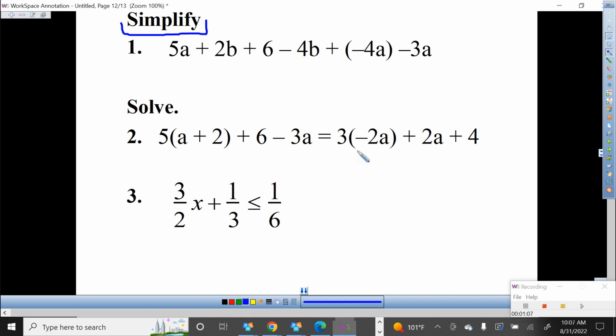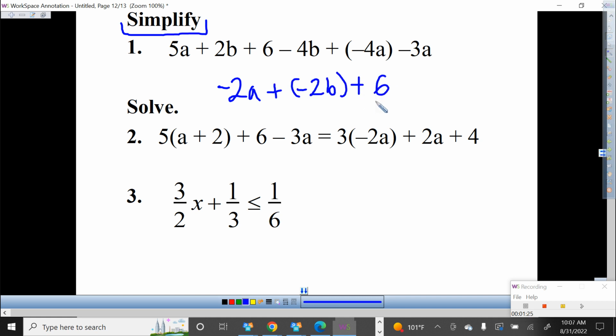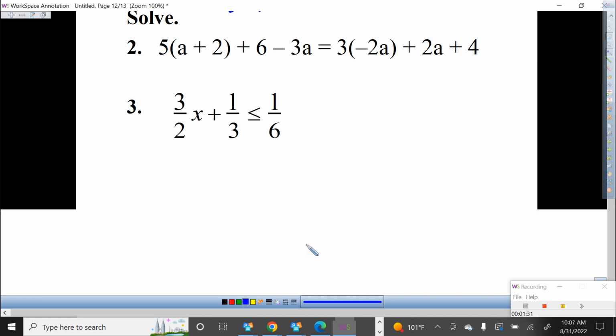Madison, go. Okay, but what's the answer? Well, what's negative 2a, negative 2b, plus 6. Have you got that in any order? Yeah, we got it. Okay. Not bad. All right. Let's go to number 2.